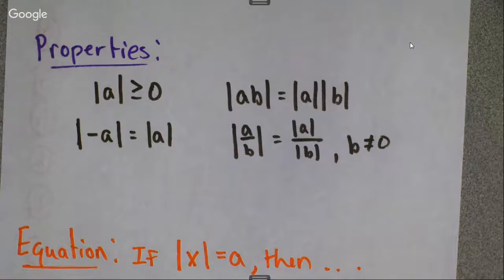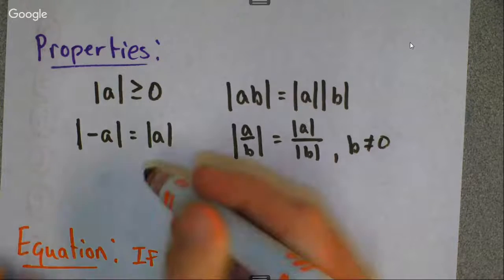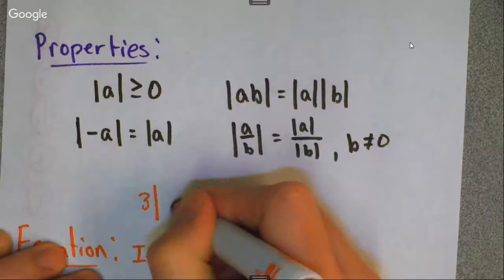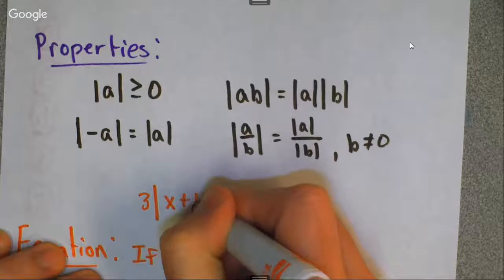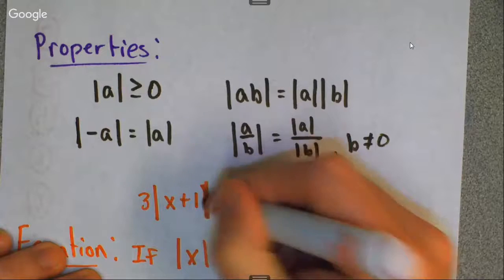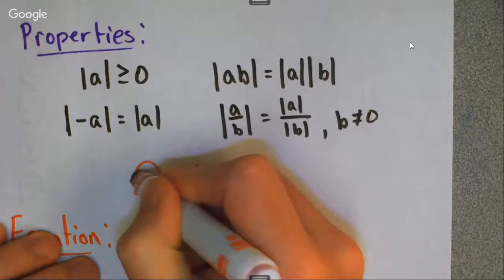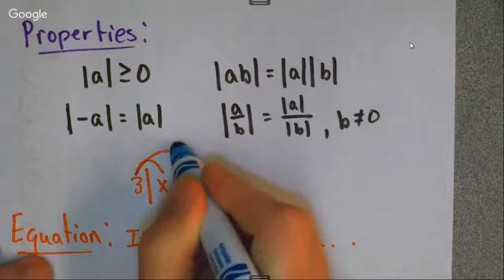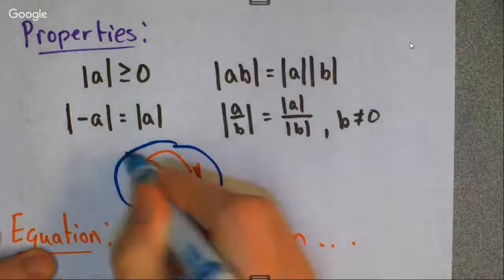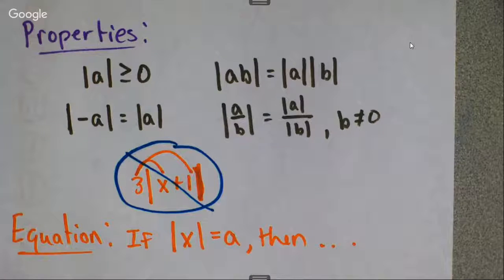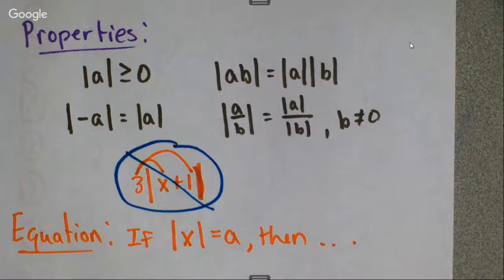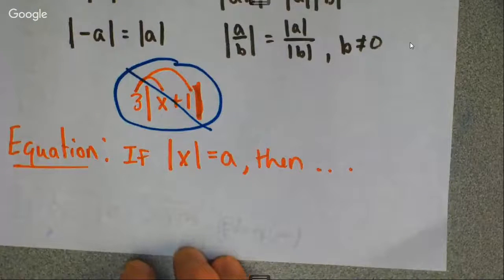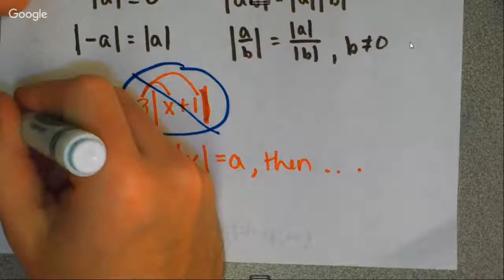Now, the one thing you cannot do is distribute. If I have 3 absolute value of x plus 1, you cannot distribute that. I don't want to see any distributing with this. Now, the main thing we have here will be very important.